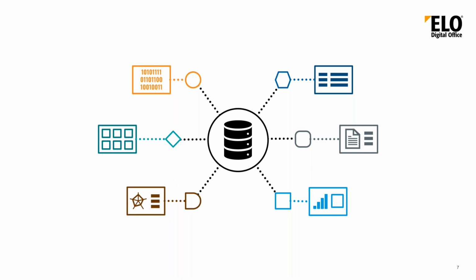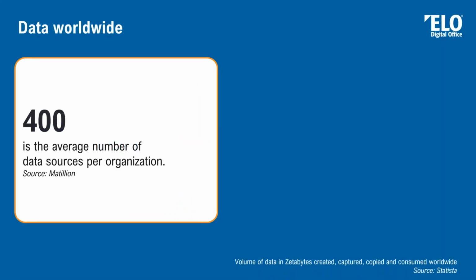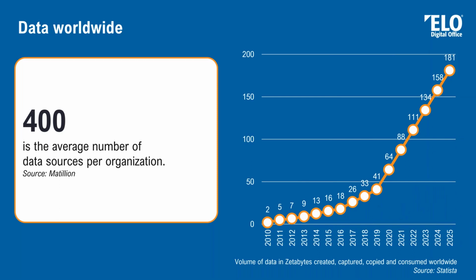And as I said, data is available, but in different departments and maybe in different formats. So for this, data management is important. On average, a company has 400 different data sources. They can be different applications, external data, whatever, but on average 400 data sources per organization. And the other thing is that data worldwide is increasing.